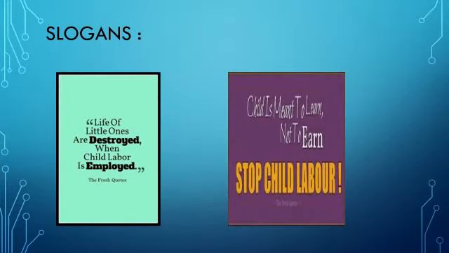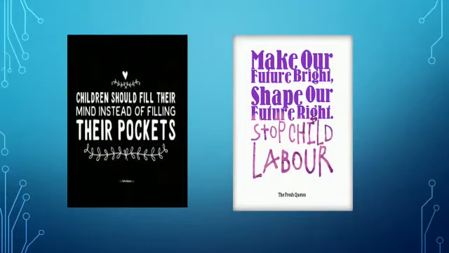And now students, finally, let us conclude the session by knowing some slogans which are very helpful for our English language functions. Life of little ones is destroyed when child labor is employed. Child is meant to learn, not to earn. Stop child labor. Children should fill their minds instead of filling their pockets. Make our future bright. Shape our future right. Stop child labor.